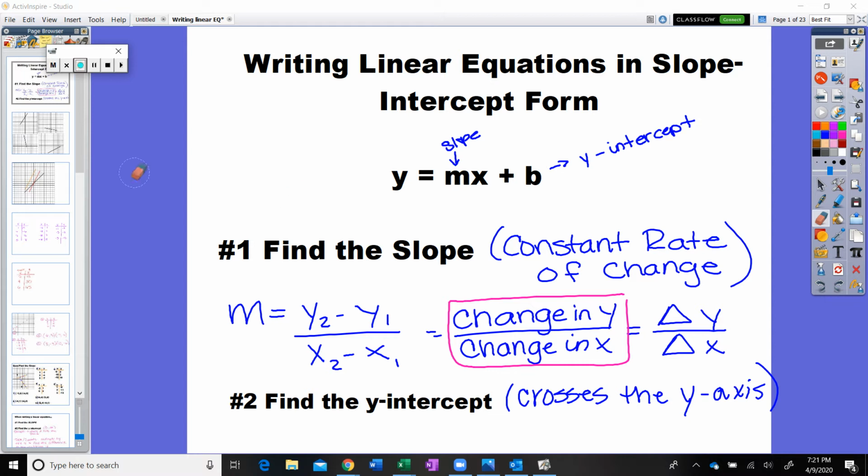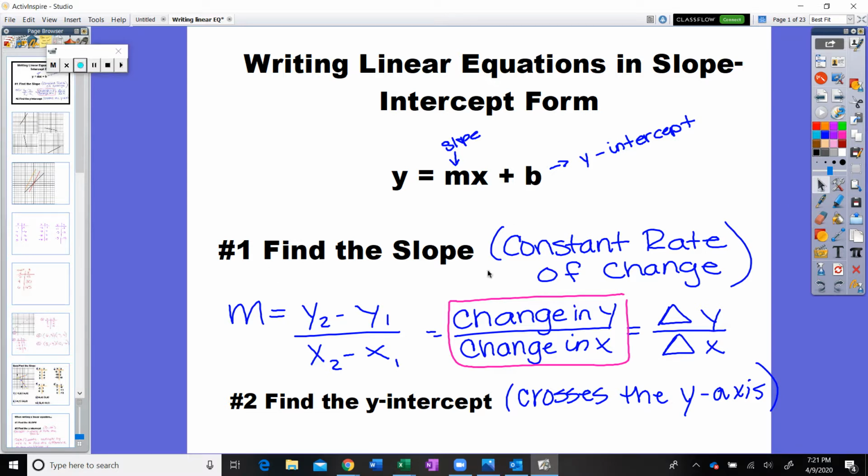Okay, so we're going to talk about how to write a linear equation from a table. This is just a review of what writing a linear equation is. You have y equals mx plus b, where m is your slope and b is your y-intercept.